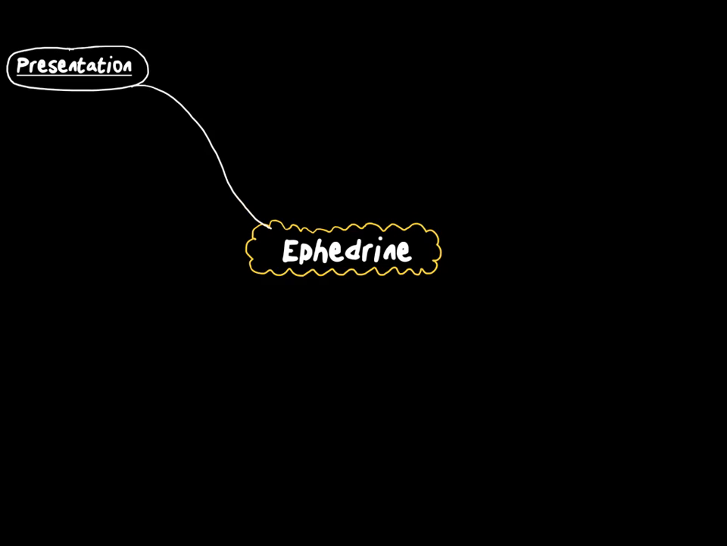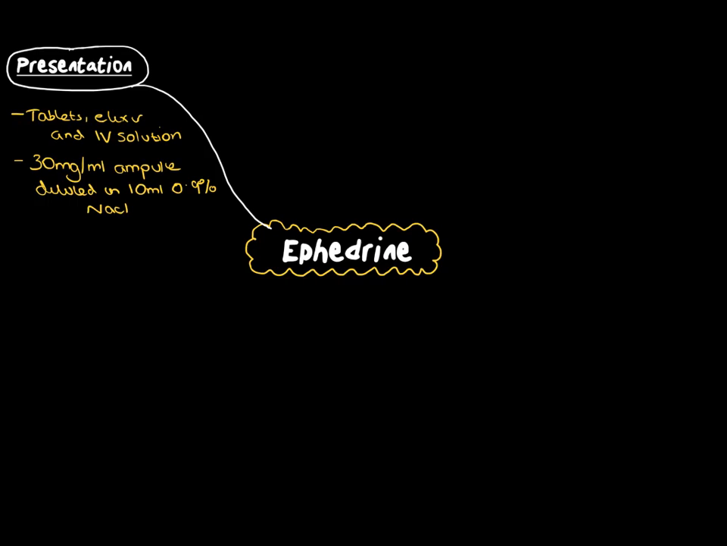Ephedrine is formulated as tablets, elixir, and also as solution for injection. It commonly comes in a 30 mg per ml ampule, which we dilute up to 10 mL of 0.9% sodium chloride, giving us 3 mg per ml of ephedrine, which we can then use intraoperatively to bolus. It consists predominantly of 4 main isomers. However, the active isomer predominantly is the L isomer.